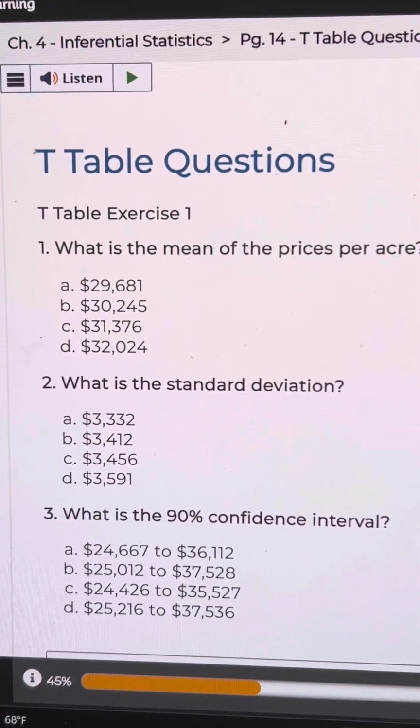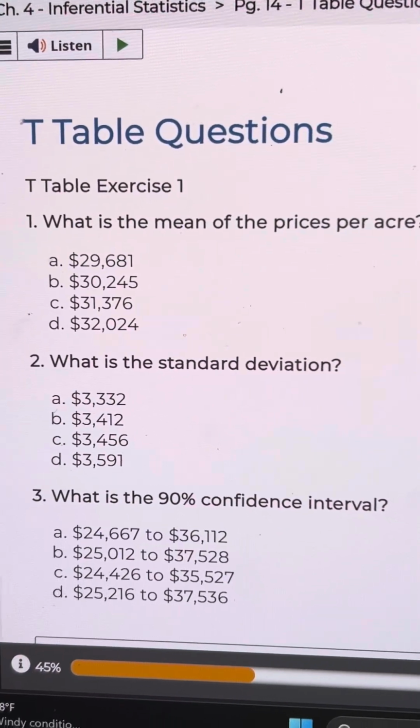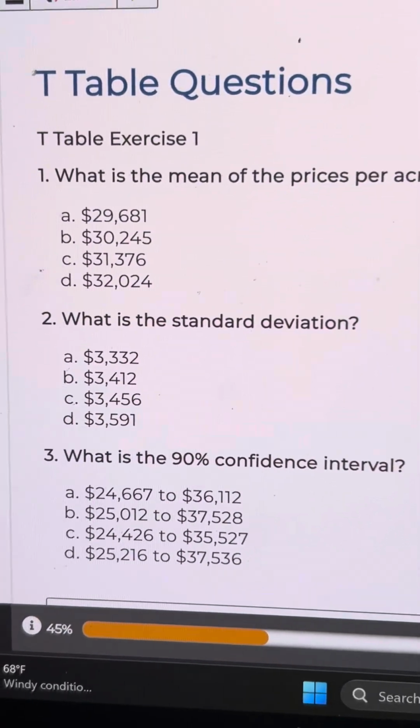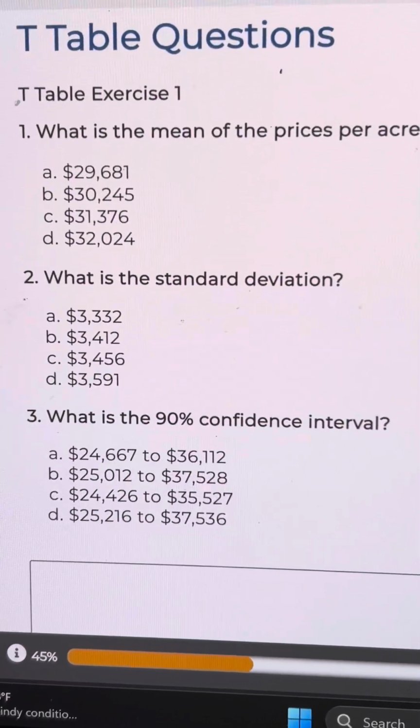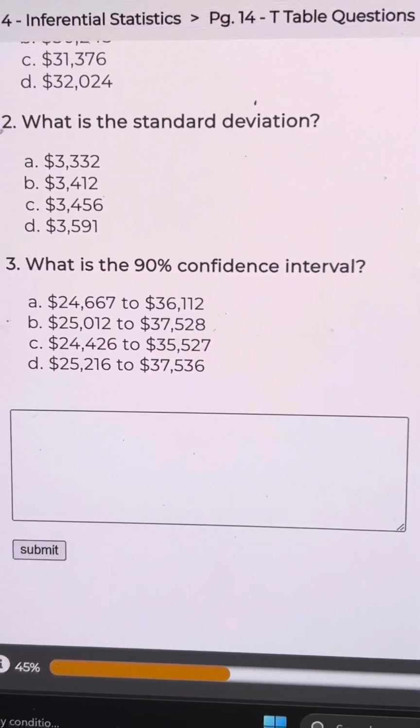Page 14, T-table questions. Number 1, what is the mean of the prices per acre? Number 2, what is the standard deviation? And number 3, what is the 90% confidence interval?